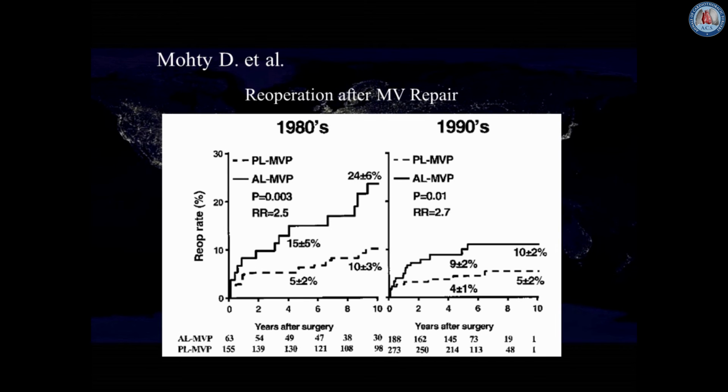In addition, they also examined the type of prolapse. Patients with posterior leaflet prolapse did by far better than patients with anterior leaflet prolapse. And they separated the experience of the 80s from the 90s, because in the 90s they introduced Gore-Tex to repair anterior leaflet, and the results are much better.